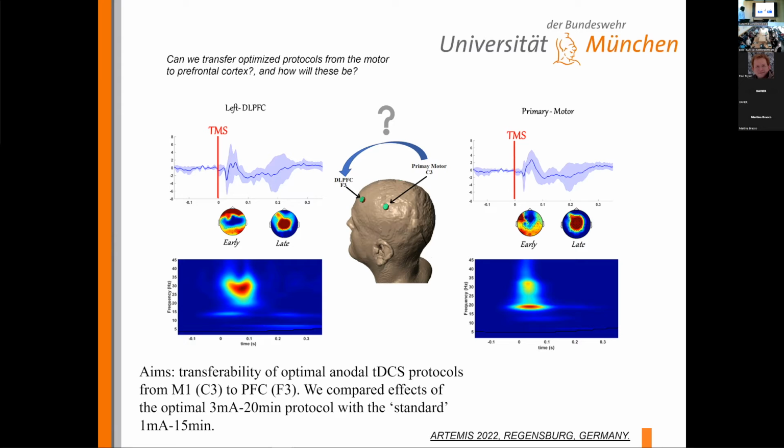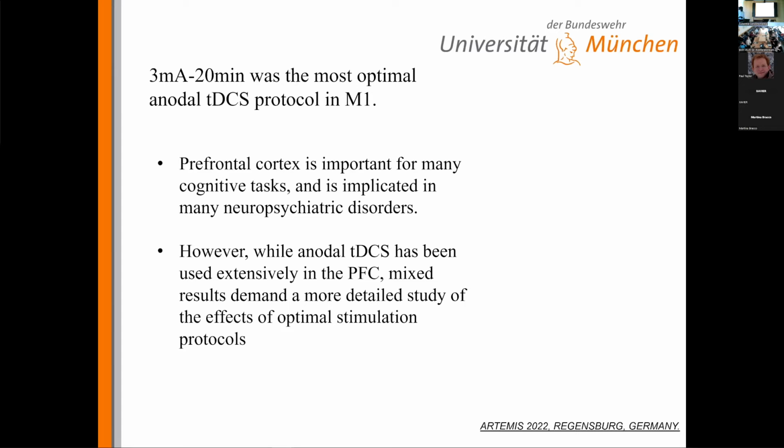In this instance, we used our optimized protocol in the motor cortex and compared it to what we would call a more standard protocol, which is very common in the literature. And of course, in the prefrontal cortical areas, a lot of tDCS has been done over there, and there are so many different results so far. It could be that we are not stimulating the area we thought we should be stimulating, the stimulation protocols are suboptimal, or the cognitive task is not sensitive enough for the effects that we should see. So there's so much we can think about.